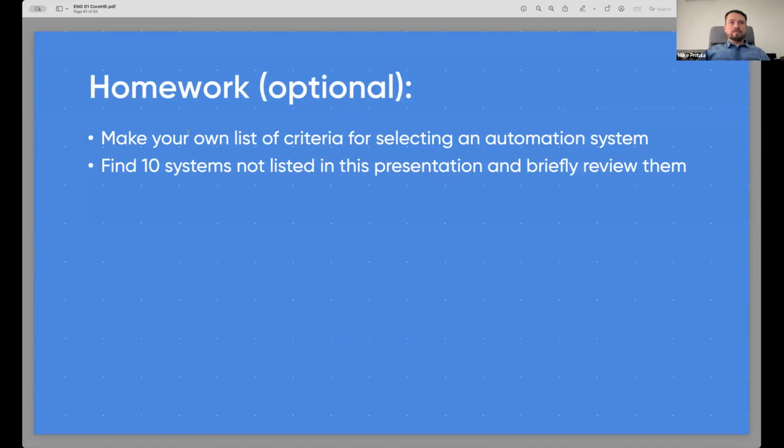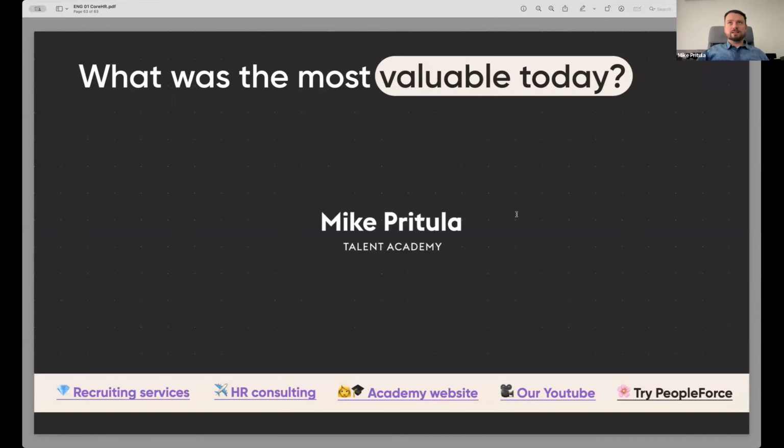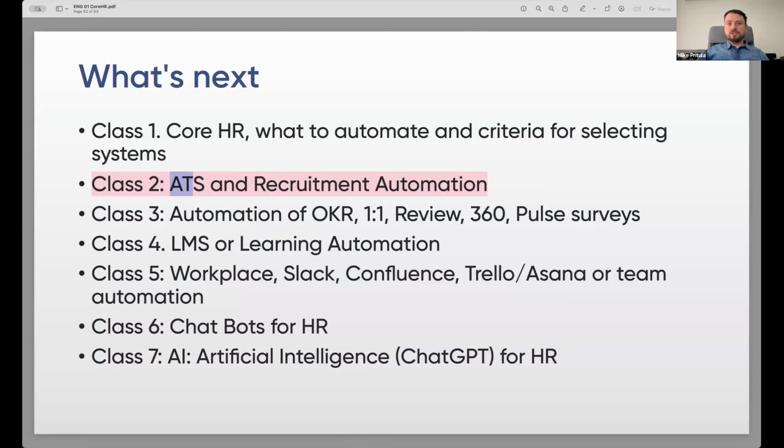Now the homework. Make your own list of criteria for selecting an automation system and find 10 systems not listed in this presentation and briefly review them. That's it for today. On class number 2, we will be talking about ATS and recruitment and automation. And this is about the presentation.